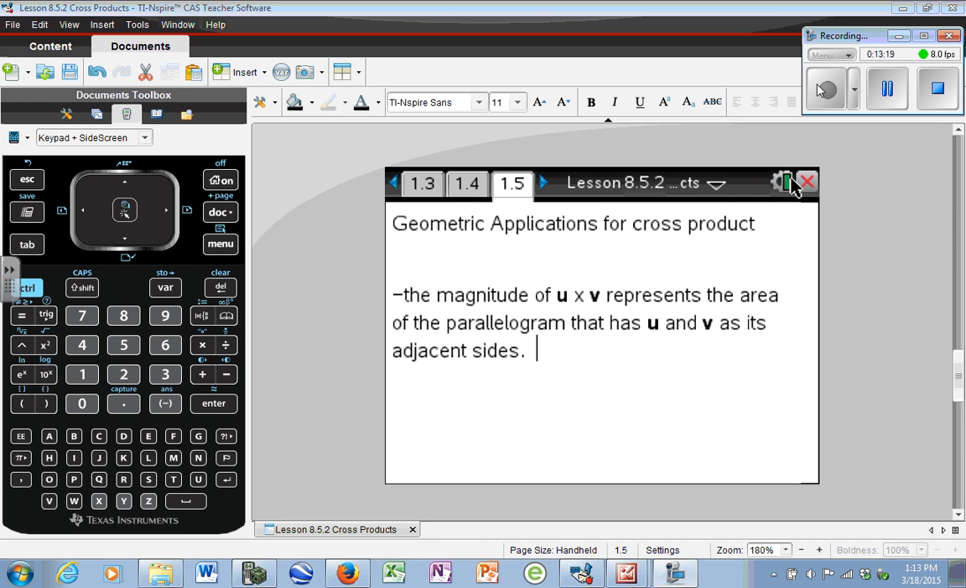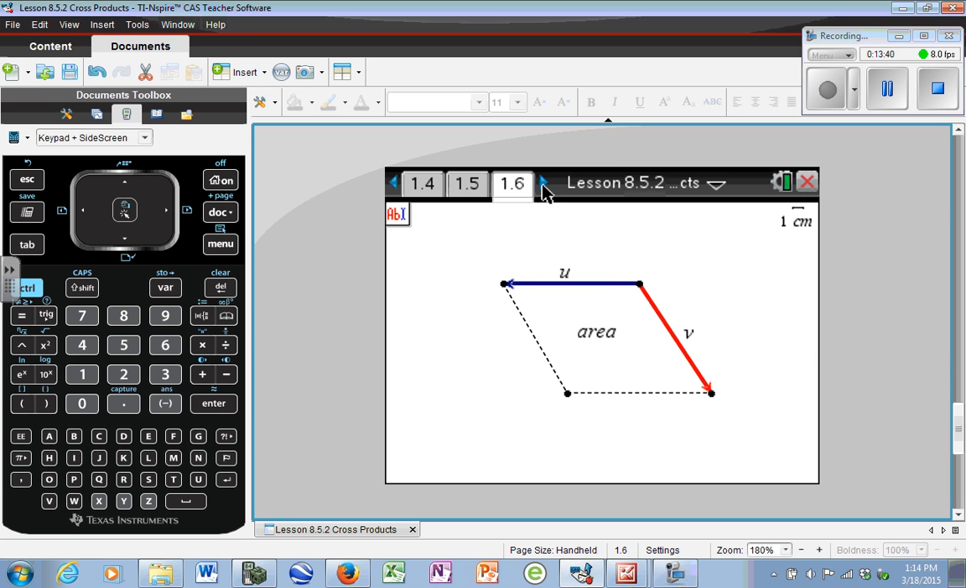Okay, moving on, geometric applications for the cross product. If you take the cross product of two vectors, the number you get for your cross product is the value of the area that is formed when you make a parallelogram out of those two vectors. Let me demonstrate with a little picture here. If we have a vector u and vector v, and then we enclose that in an area, we fill in the space between them, the answer that you get for the cross product is that area on the inside.